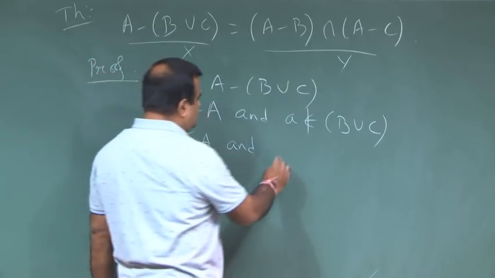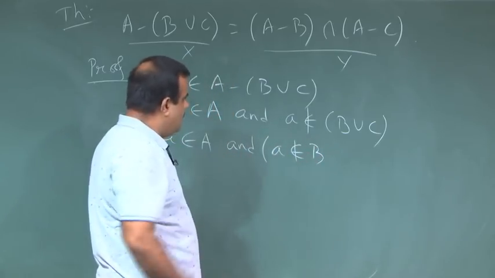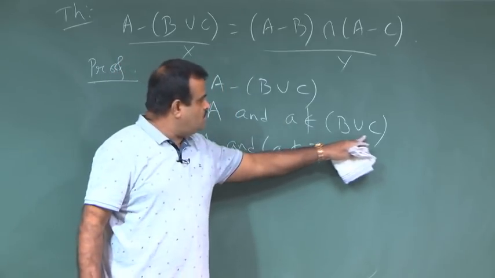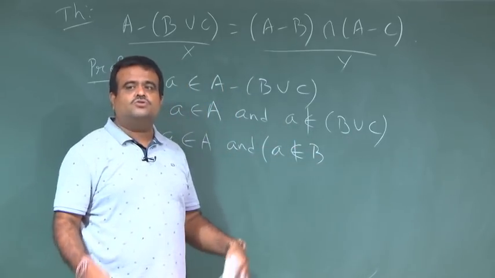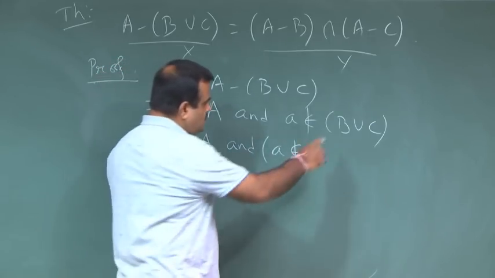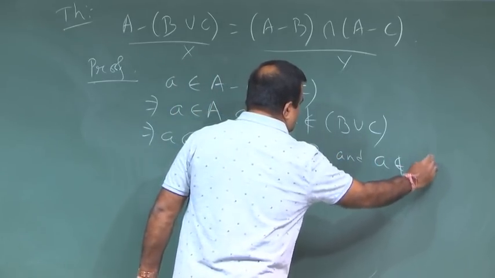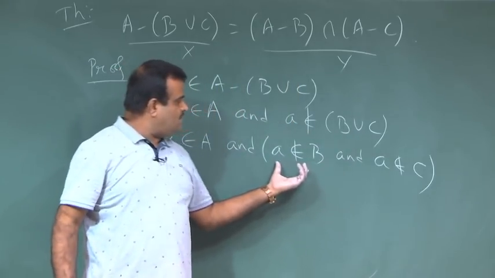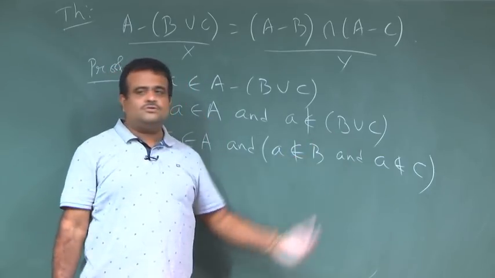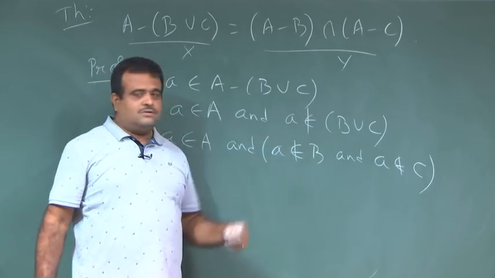So, this means a does not belong to B, and, sorry, not or. So, a does not belong to B union C means a does not belong to any one of these, otherwise a belongs to B union C. So, this and a does not belong to C. You understand? Otherwise, if small a belongs to B or C, any one of these, then small a belongs to B union C, but that is not. A does not belong to this means this is true.